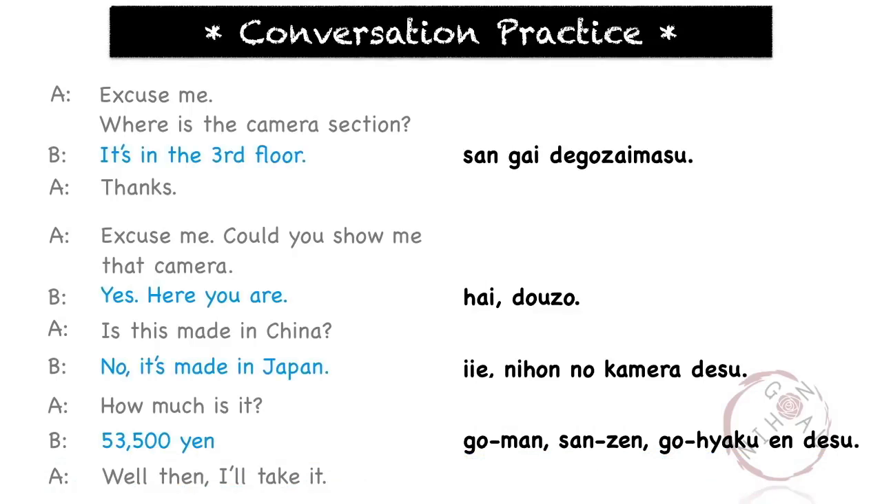Now, are you ready to try the conversation with me? You will be the customer, which is A, and I'll be the salesperson, which is B. Try and say the following sentences in Japanese. I will be B and you will be A, or the customer. So you will begin. Are you ready? Here we go.